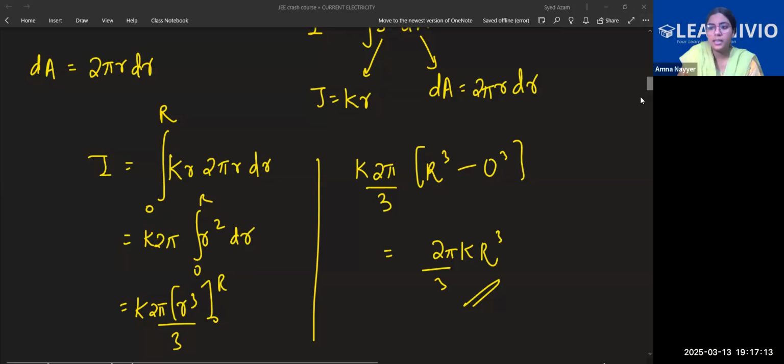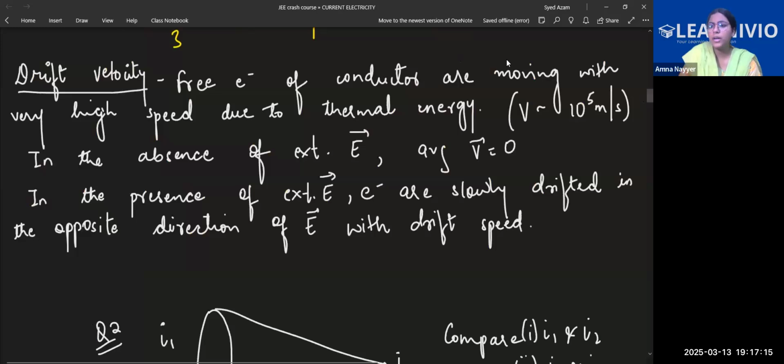Let's continue then. See, now drift velocity. So what is meant by drift velocity? Free electrons of a conductor are moving with high speed because of thermal energy, around 10 to the power 5 meter per second. When there is no electric field, the average velocity is zero. But in the presence of an electric field, electrons drift towards the positive terminal of the battery, opposite to the direction of the electric field, right? And this speed is called the drift velocity.